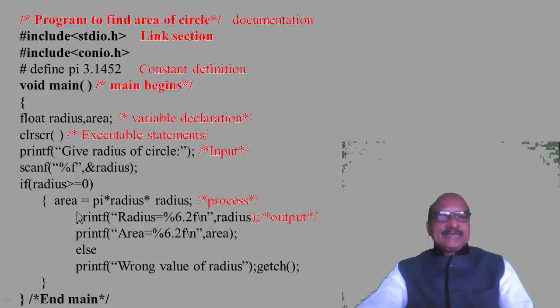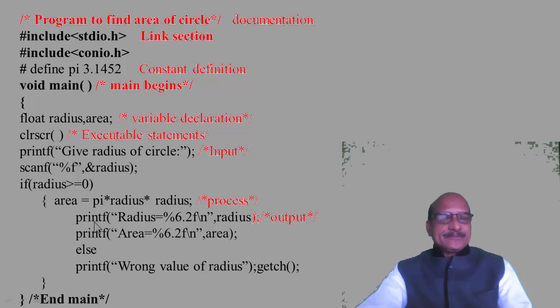So we calculate the area. Area is equal to pi into radius into radius. My variables here are radius and area. So area is equal to pi, the value of the constant is substituted here, radius square. Now my process is complete. So I have to now output these results on the monitor.